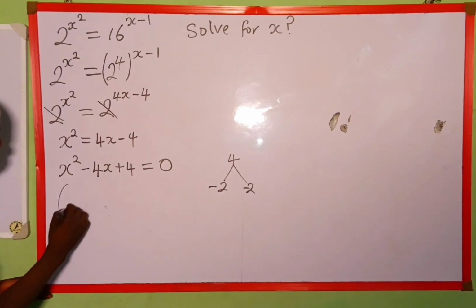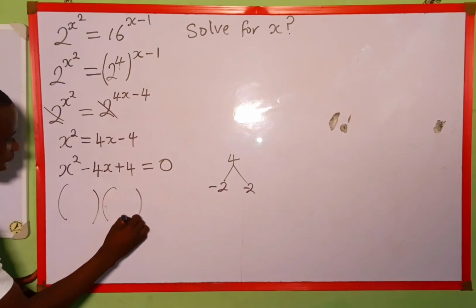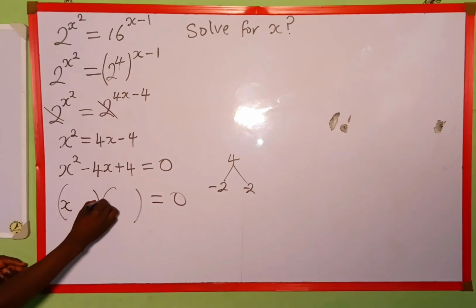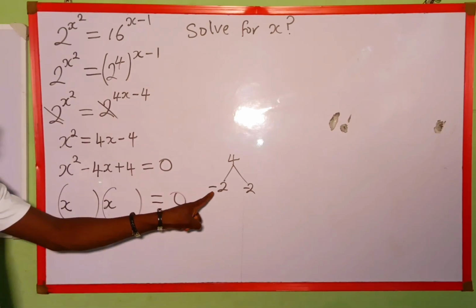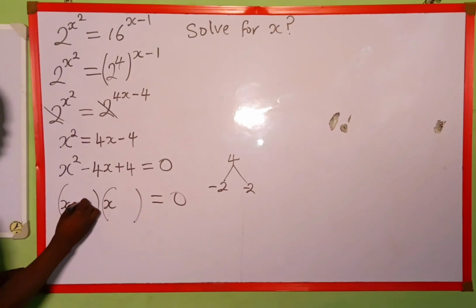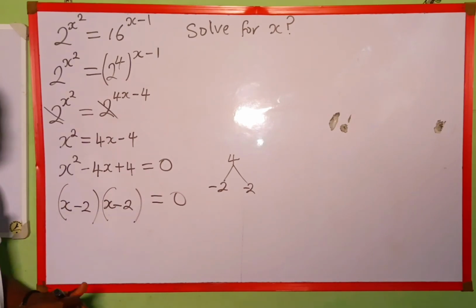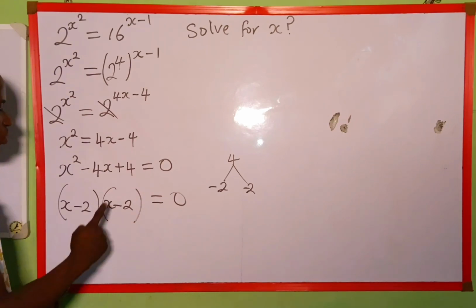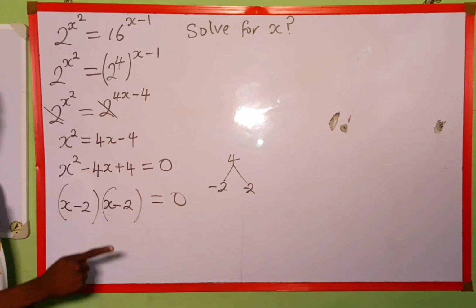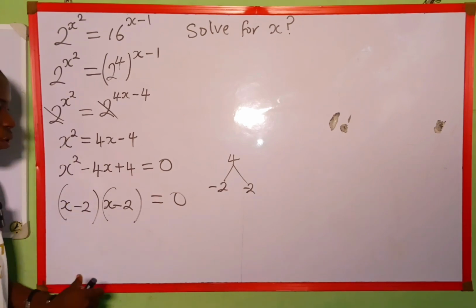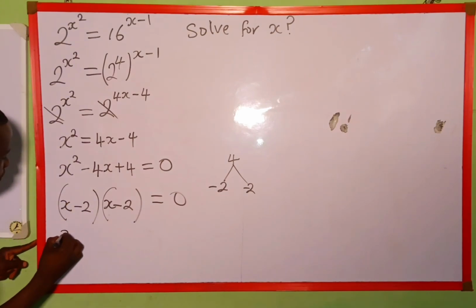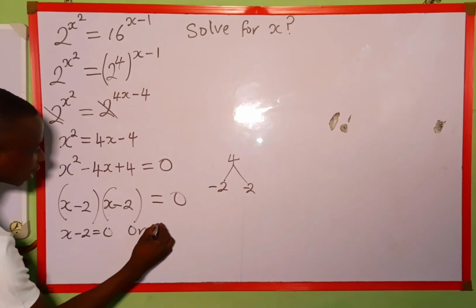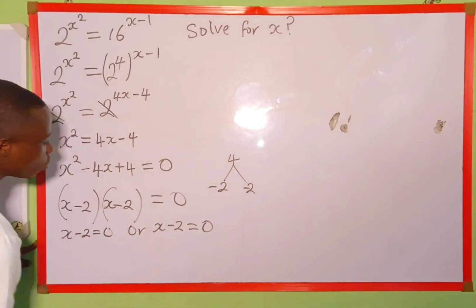So what do we do? Open 2 brackets, multiplying each other, and equate it to 0. The variable we are looking for is x, so write x here. What are the two numbers? Negative 2, negative 2. So we write negative 2, negative 2. Now remember, these brackets multiply each other and are equal to 0. That means one of these brackets must be 0, but we don't know which one of them is 0. So therefore, we are going to equate the first bracket, x minus 2, equal to 0, or the second bracket, x minus 2, equal to 0.